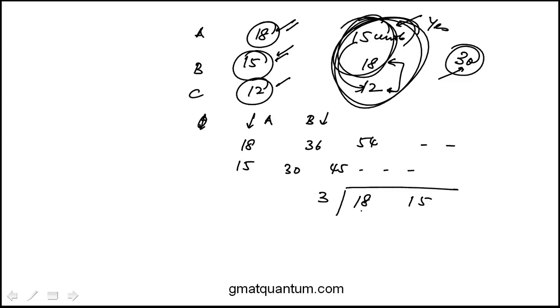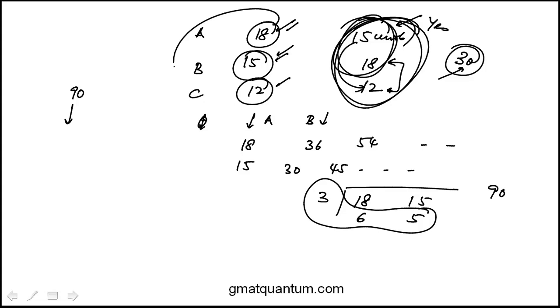So I divide by 3, 5, no other common factor. I multiply these numbers, and that's 90. So I know that every 90 minutes, these two machines are going to come online, and the generator will come on. So 90, 180, 270. So I know that every 90 minutes, the generator is going to come on.